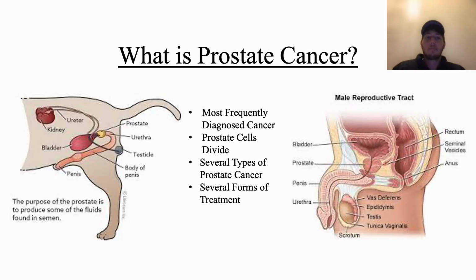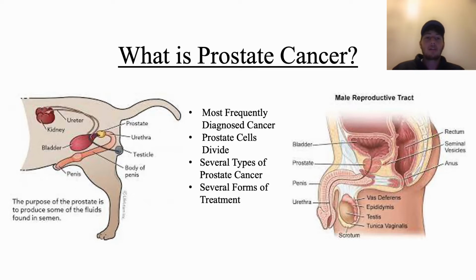As well as what prostate cancer is, there are also several types of prostate cancer and several forms of treatment. But before I get into that, I want you to look at two of the pictures that I have. On the left side, we see the male reproductive tract in a canine dog. And on the right side, we see the male reproductive tract in a human. As you can tell, just from looking at them, they are very similar to one another. The way they look, and you'll see later on as I explain, also in the way they function. The whole purpose of the prostate is to produce some of the fluids found in semen. And we see that in the canine model, which is on the left, versus the human model on the right.